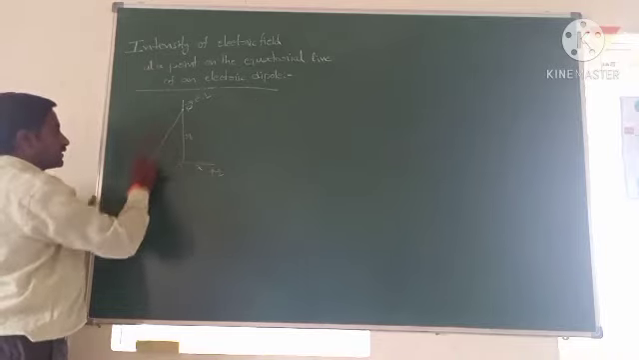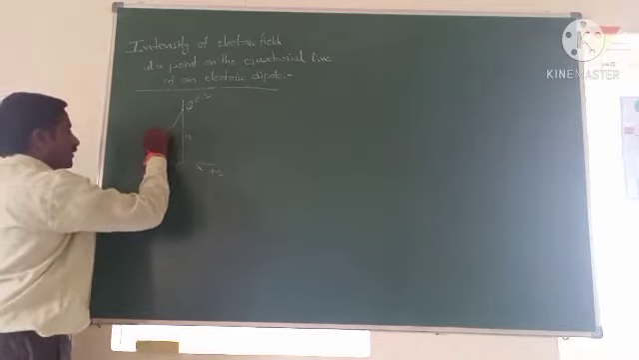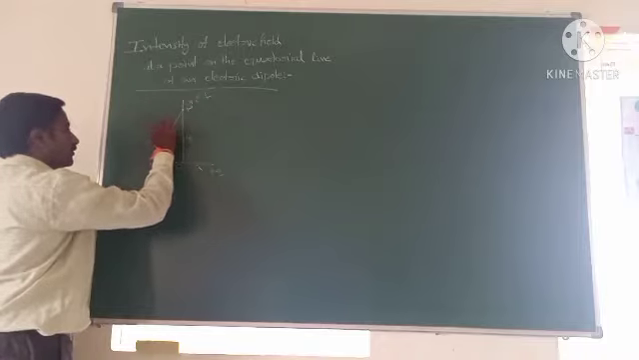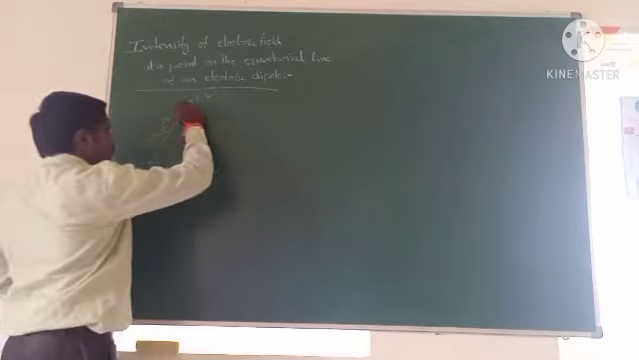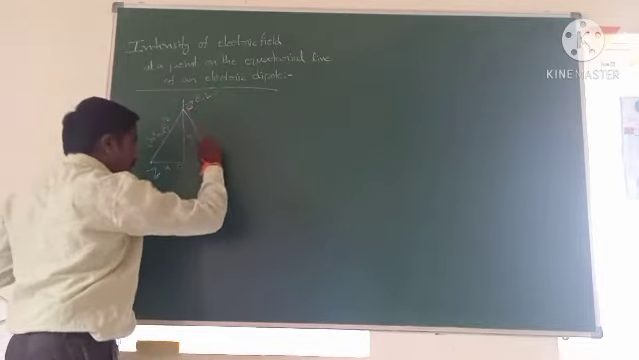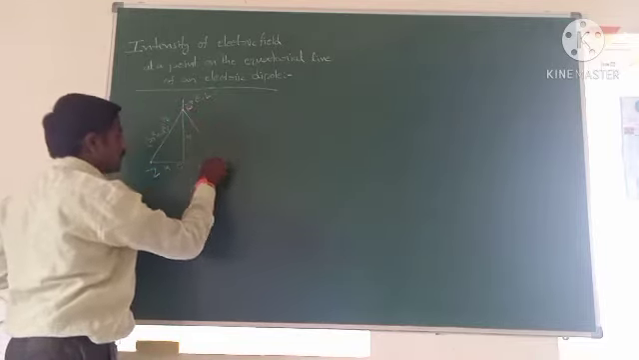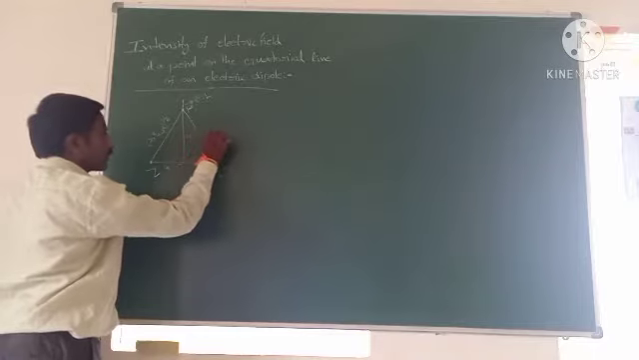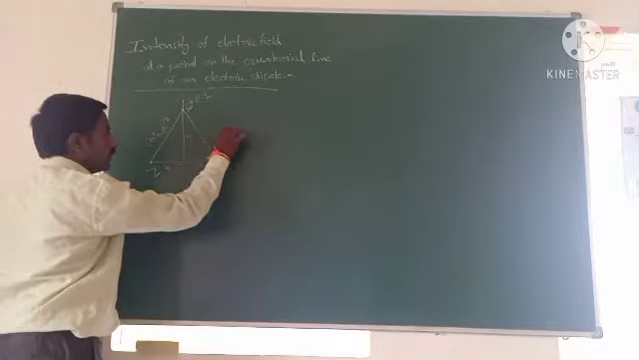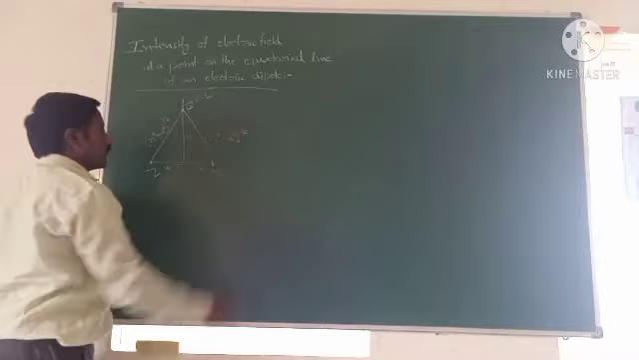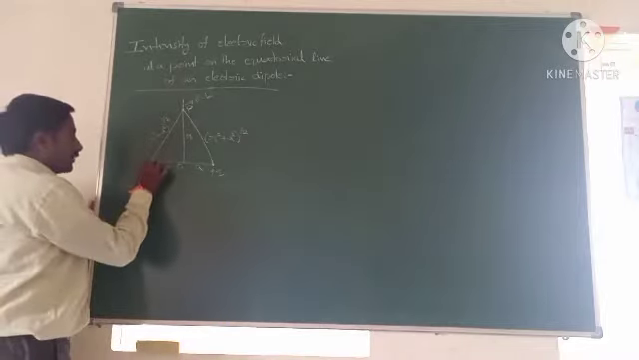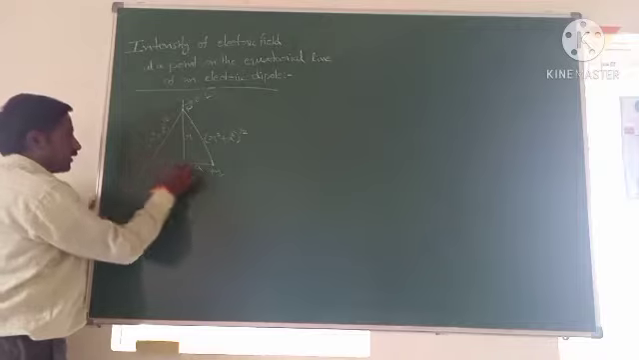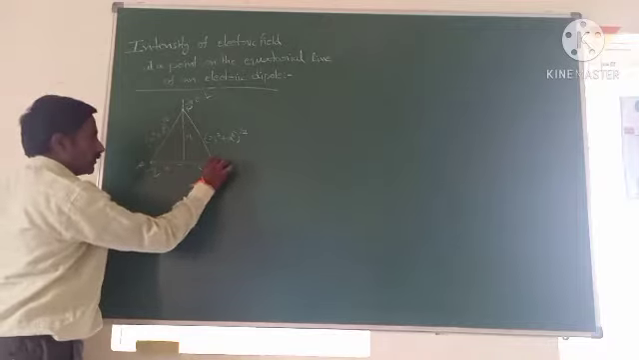Then according to Pythagoras, this length will become (r square plus a square) whole power 1 by 2. And similarly, the distance between point P and plus q charge is also (r square plus a square) whole power 1 by 2 according to Pythagoras. I am naming this point as A and this point as B.